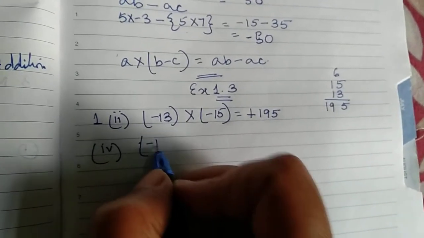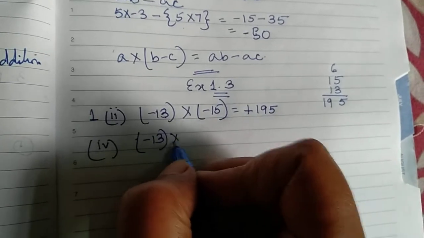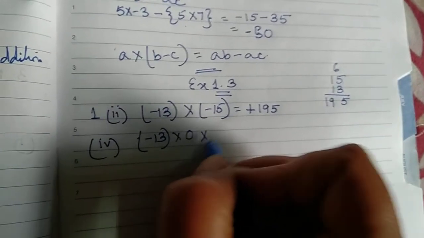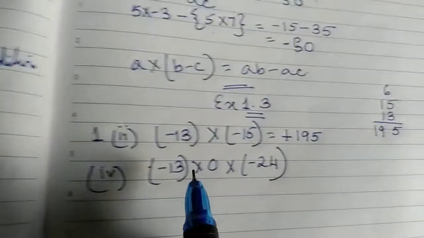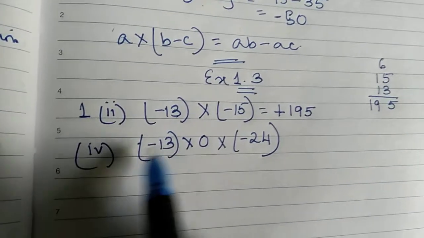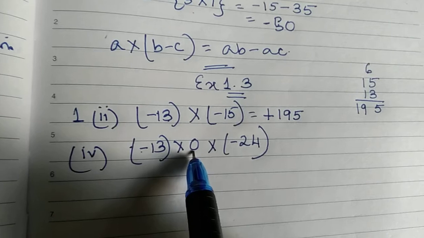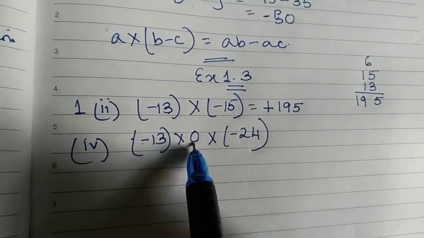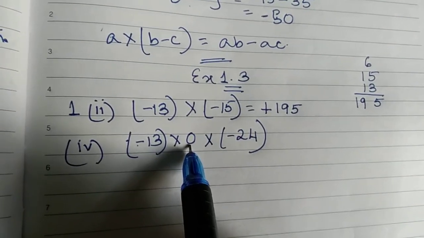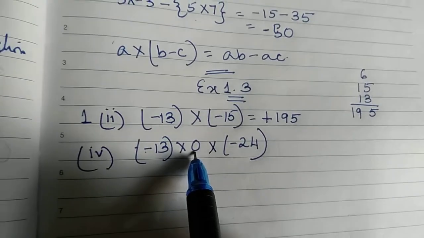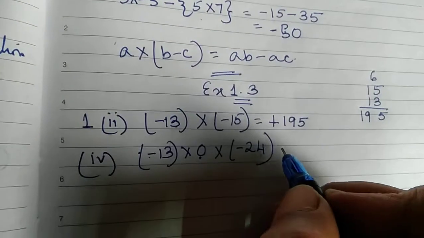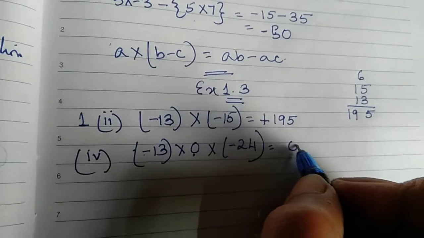Okay. Now if I do the fourth part, it is minus 13 into 0 into minus 24. So if you multiply any integer with the integer 0, remember 0 is also an integer, but it has neither negative sign nor positive sign. So this will be 0.